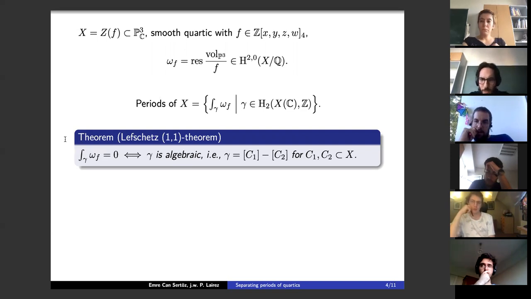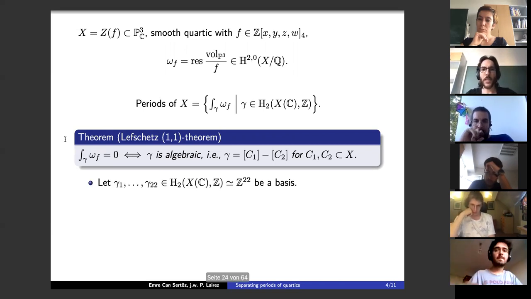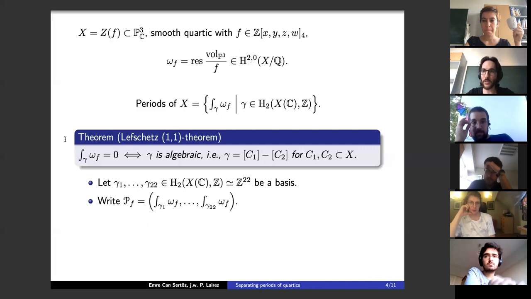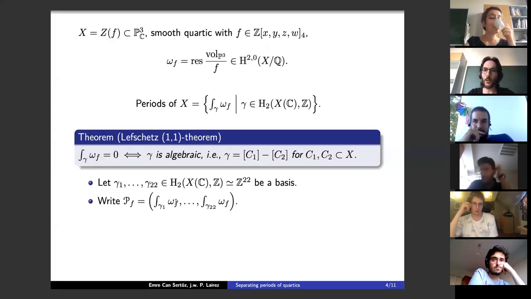To make this a little bit more explicit, now let's think about how one could think of these things from a computational point of view. So let's choose a basis then for the homology group. That's a 22-dimensional lattice, and I choose gamma_1 through gamma_22 as a basis. I define the period vector of X to be the integral of omega_f over these 22 cycles. So this is a sequence of 22 complex numbers. For instance, the Torelli theorem says for K3 surfaces that this period vector determines X up to isomorphism, which means this period vector knows everything there's to know about X. Also, the set of periods is completely determined by this vector. You just take integral linear combinations of these 22 complex numbers and you get all possible periods on X.